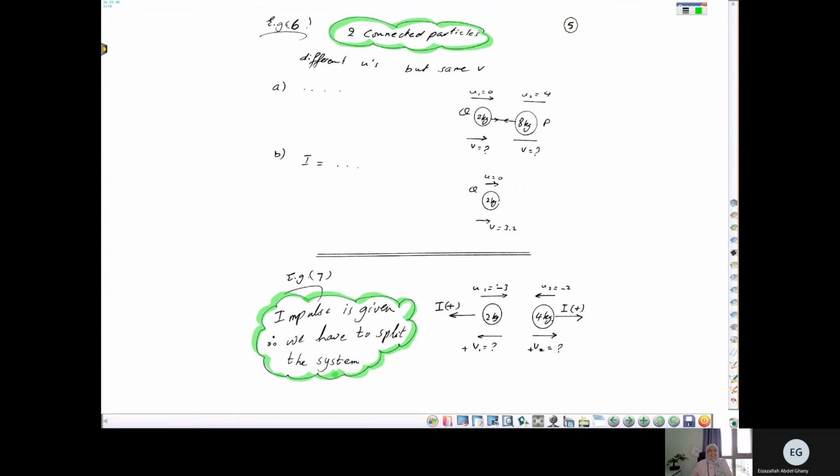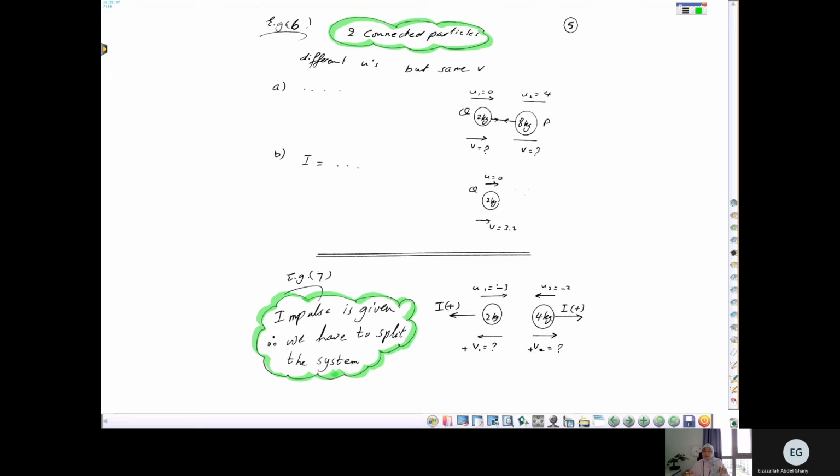Dear students, this is the last part of momentum, which is the special cases of collision. Like this case in example 6, it's about two connected particles. They are connected with a string, and both of them were stationary. And all of a sudden, we take this P away from Q. Of course, it will pull Q with it, and they will move with the string taut. They will move with the same final velocity.